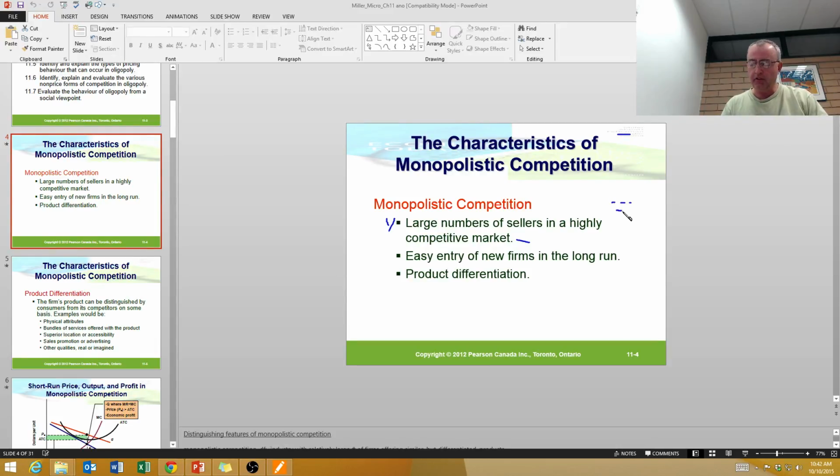And then the third assumption about monopolistic competition is that each firm makes its own decisions independently. Again, it's because there are too many firms to deal with. They can't collude. And so each firm does not take competitor reactions into account when it makes its own decisions.